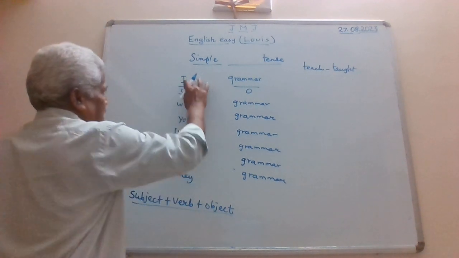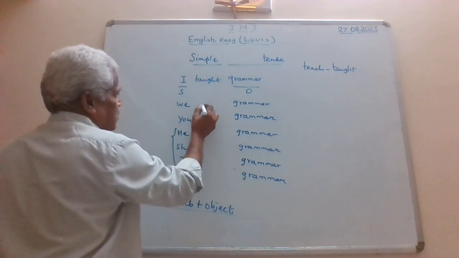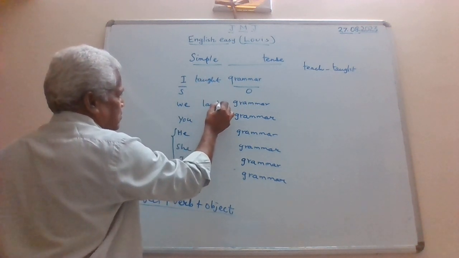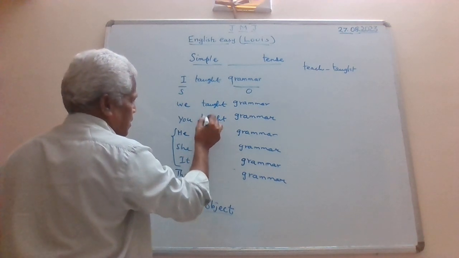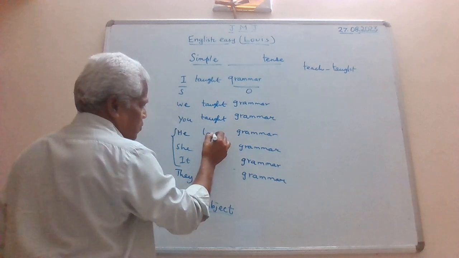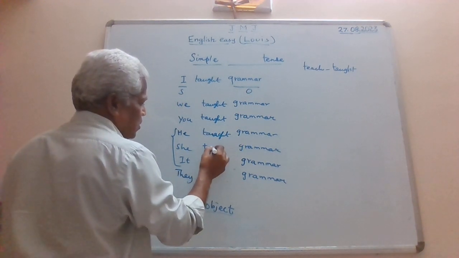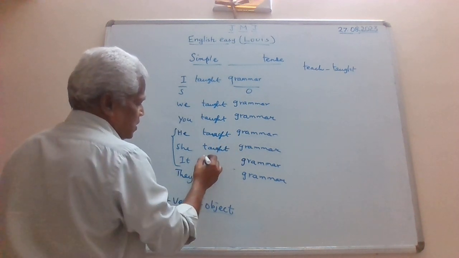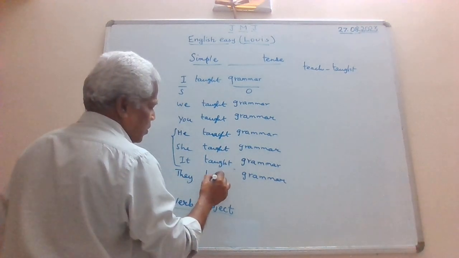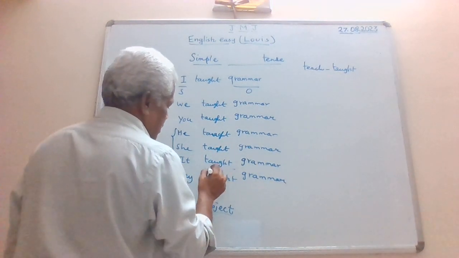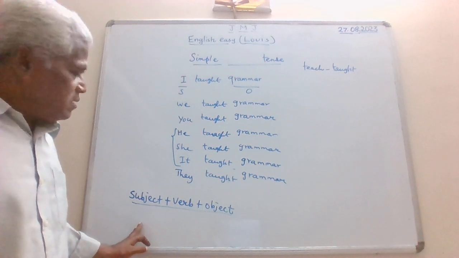So what am I going to write here? I taught grammar. We taught grammar. You taught grammar. He taught. Of course, past tense, you don't have to have the es and all that. She taught. It taught. And they taught. Past tense also very easy to understand because the combination is very simple.